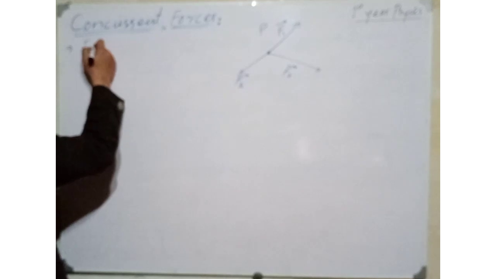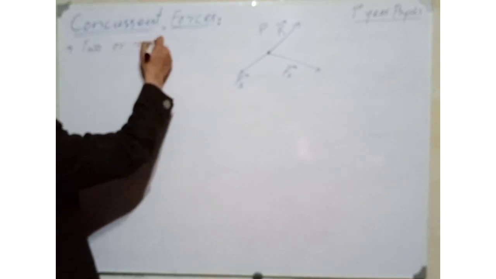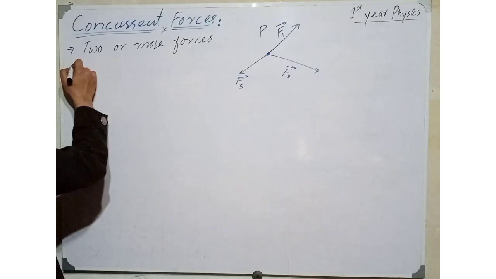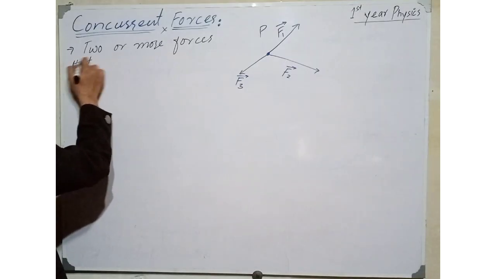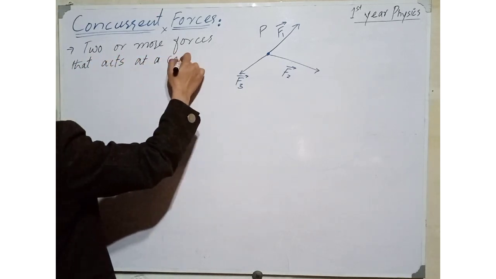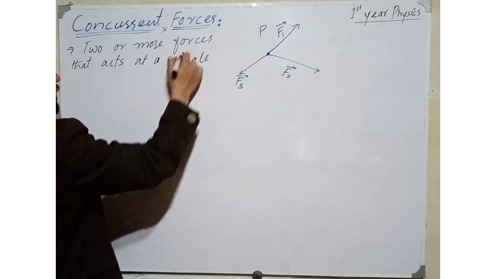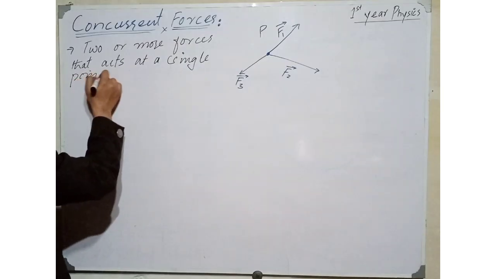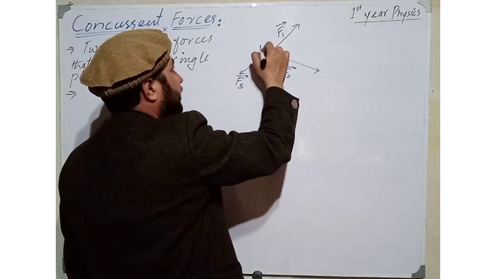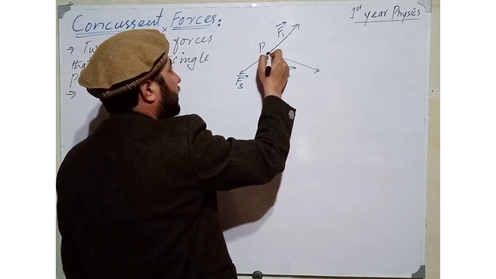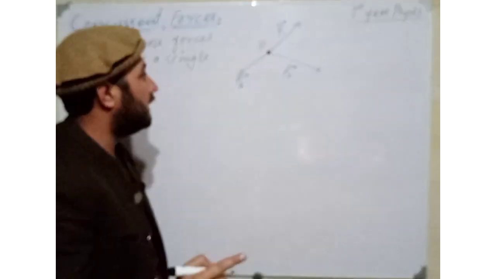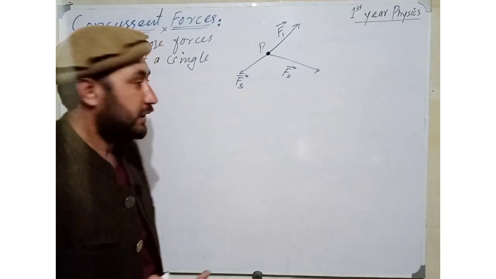two or more forces that act at a single or common point. So when such forces act at a single point, the lines of action of these forces will be passing through a common point. So all these forces will be having a single line of action, right?